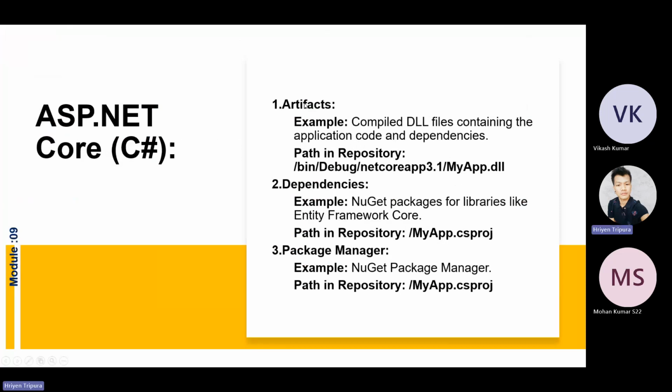So for example, artifacts: we have compiled DLL files containing the application code and dependencies. As I said, dependency is basically something external that the particular application needs in order to run properly. Example, how can I find the path in the repository? If I want to see the artifacts, how do I check it? This is just an example I'm giving.